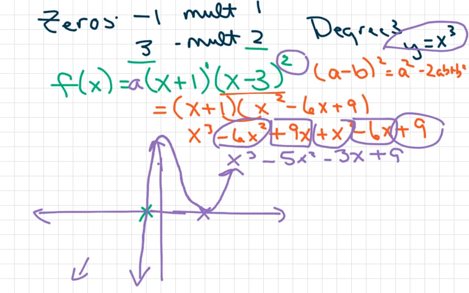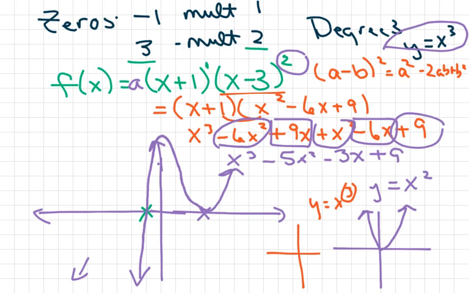And remember, when we graphed y equals x squared, at that point, it just touches. It doesn't cross. But when you have y equals x cubed, that's an odd multiplicity, and that does cross the graph. So that's a good clue right there.